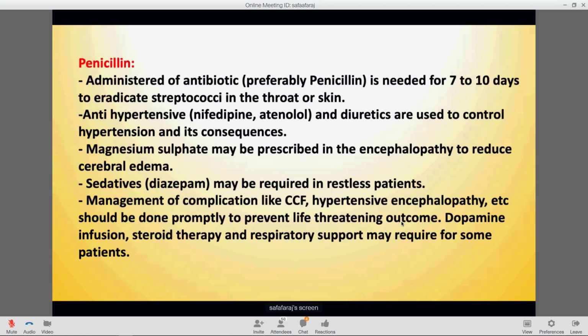Antihypertensives, nifedipine or atenolol, and diuretics are used to control hypertension and its complications. Magnesium sulfate may be prescribed in encephalopathy, hypertension, or edema. Diazepam also may be needed in patients with restlessness, hypertensive encephalopathy, or convulsion. Management of congestive heart failure, hypertension, and encephalopathy should be treated accordingly.